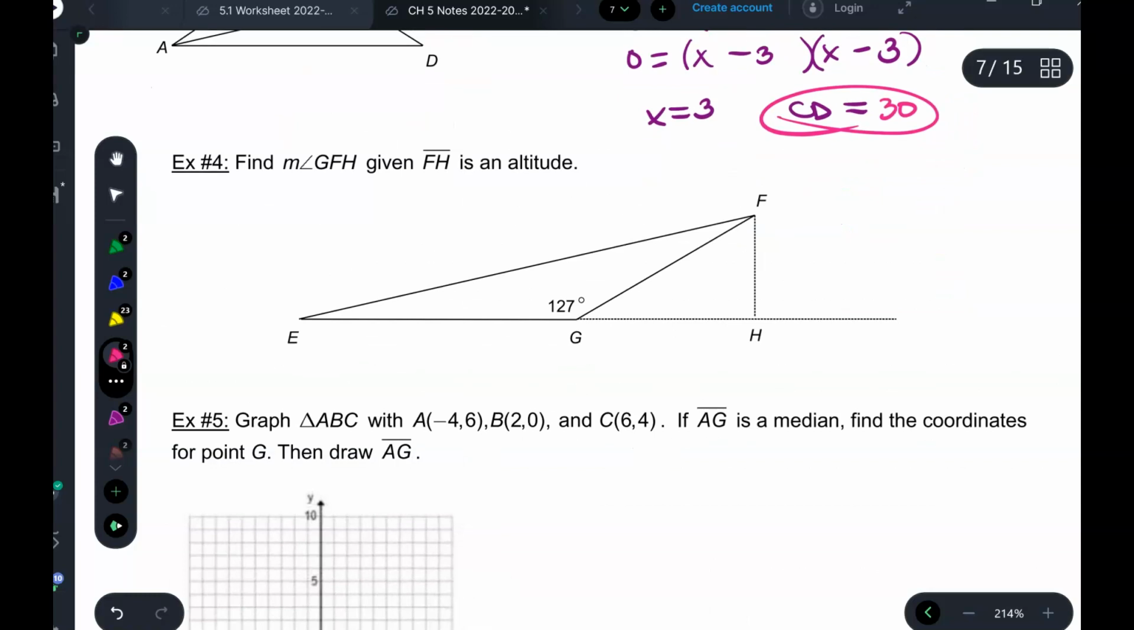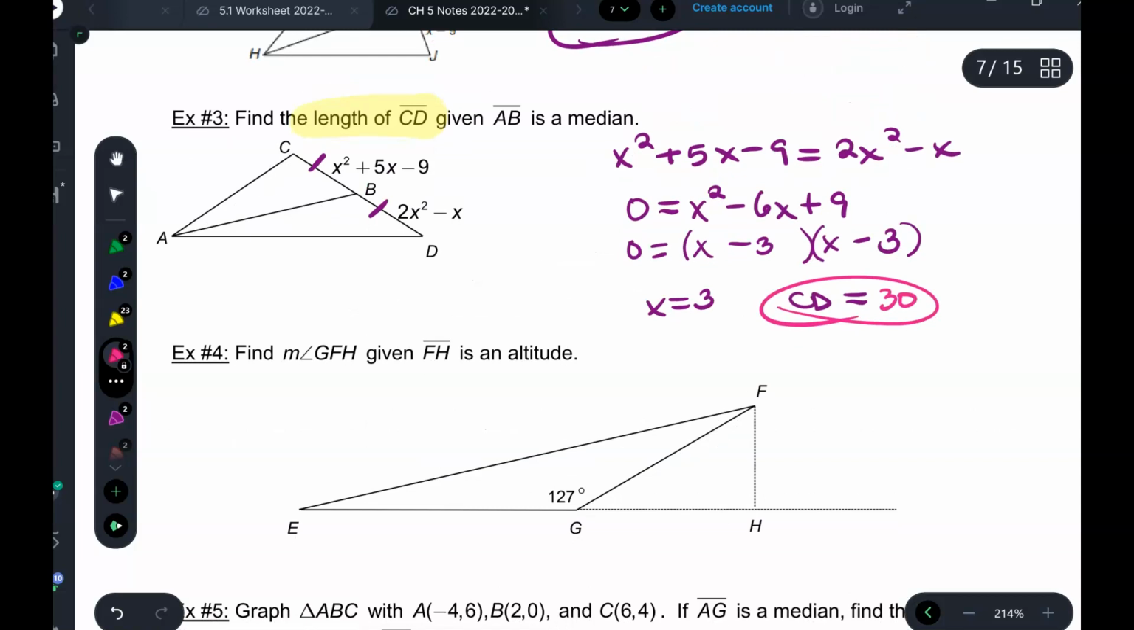All right, last two. Oh, there we go. Sorry, I had my screen frozen by accident.